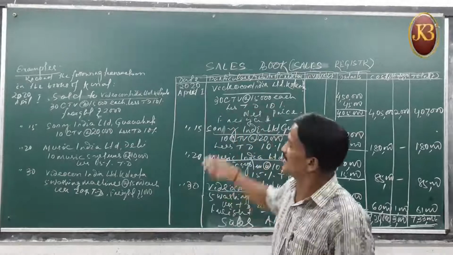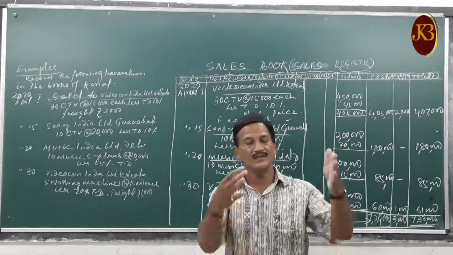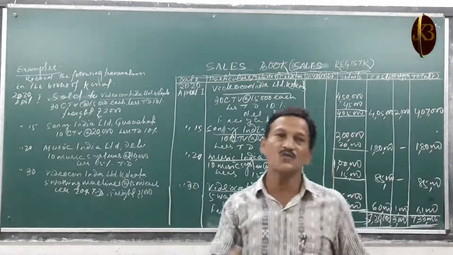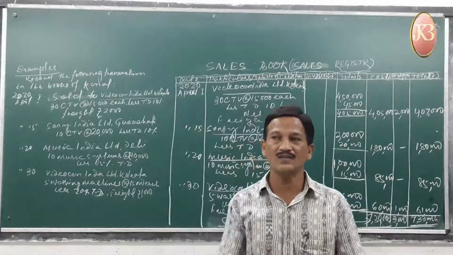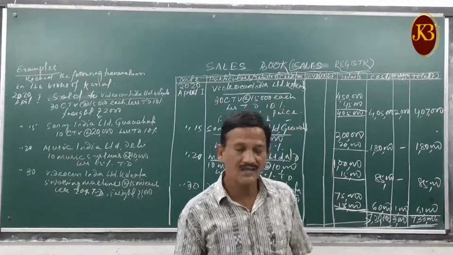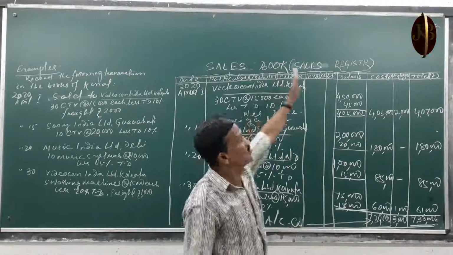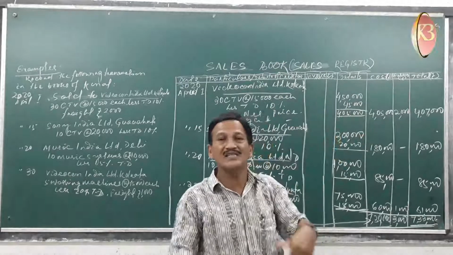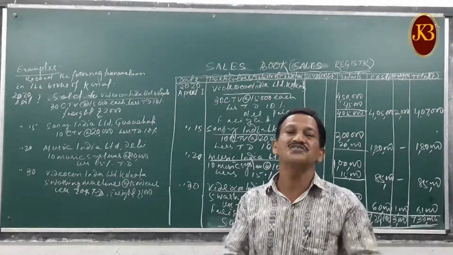So this is just like the purchase book. The sale of goods on credit is to be recorded in a separate book, called the credit sales book, or the sales register, or the accounts receivable book, or the sales day book.